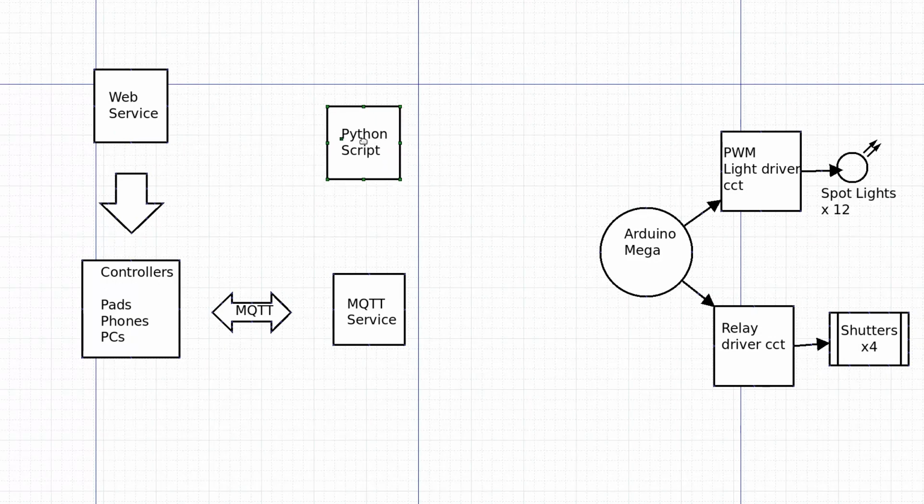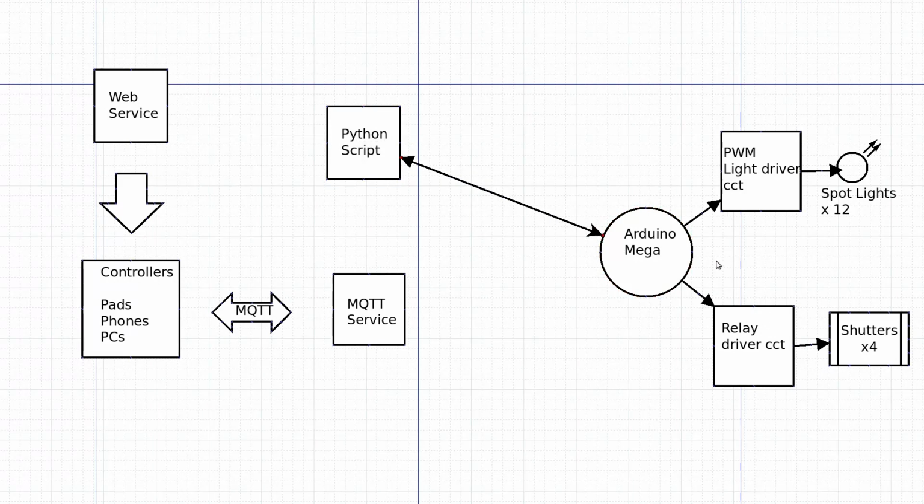So for that I've got a Python script also subscribed natively to MQTT, and that is connected serially, and that is how information flows from one device to the other.